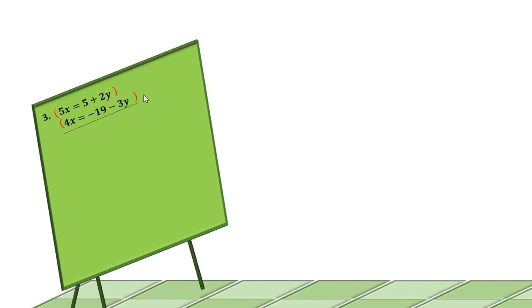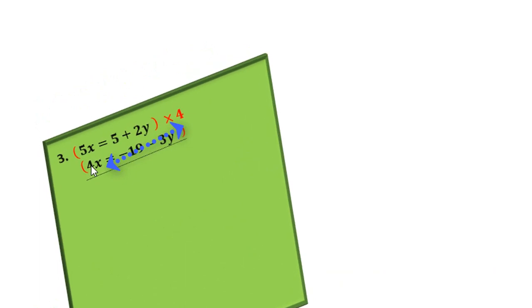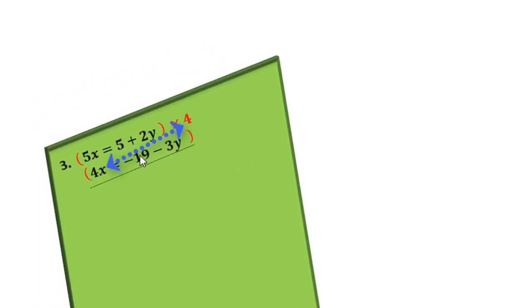If you want to eliminate x, the coefficient of x in equation 2 will multiply equation 1, and the coefficient of x in equation 1 will multiply equation 2. If it is y you want to eliminate, listen, the coefficient of y in equation 1 will multiply equation 2, and the coefficient of y in equation 2 will multiply equation 1. So I'm eliminating x. This 4 here will multiply equation 1, and this 5 here will multiply equation 2. So let's see how that will work.